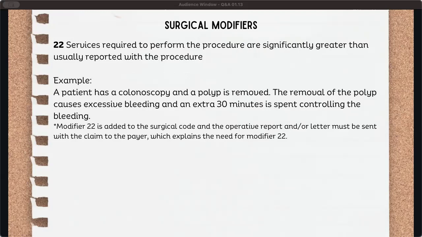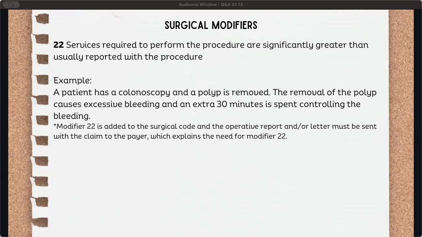Modifier 22, this is going to be for increased procedural services. So this is going to be used when the usual work to perform a procedure is significantly greater than what is typically required. When you use this modifier, it is required that you submit the operative report with the claim form, because just because you append a modifier 22, it's not just, oh, we're going to pay them an extra 5%. They want to look at the report, make sure that there is support for the additional work, as well as the reason for the additional work.